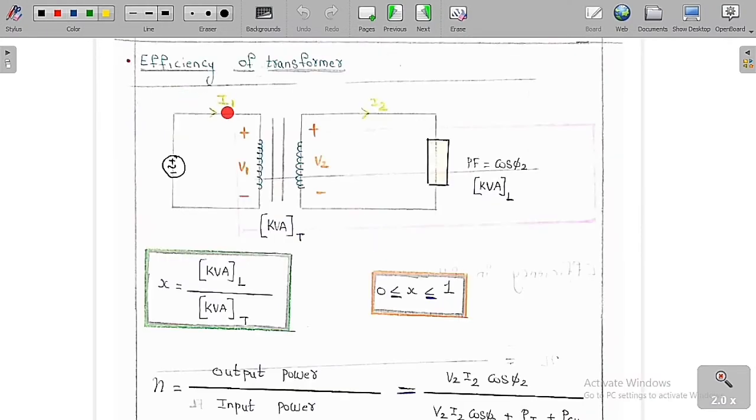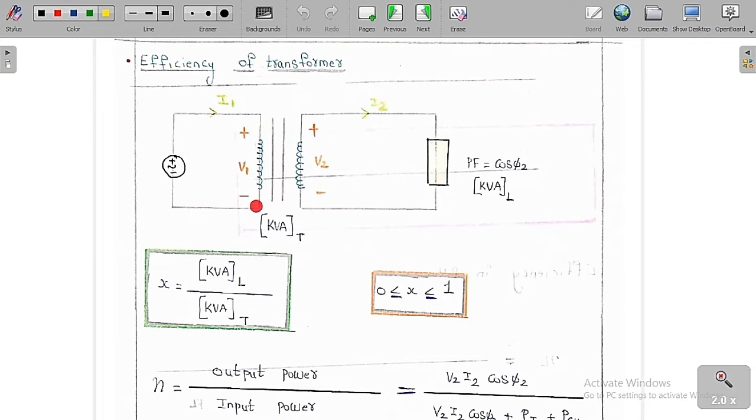So now we are going to discuss the efficiency of a transformer. Efficiency of a transformer, now we are going to discuss it in detail. So you can see clearly a single phase transformer. The primary winding is of turns N1, secondary winding is of turns N2. For the primary winding we are going to give a supply voltage. For the secondary side we are going to connect a load. The input current is I1 and the output current is I2.